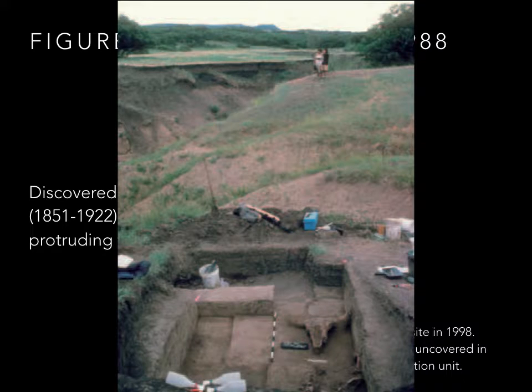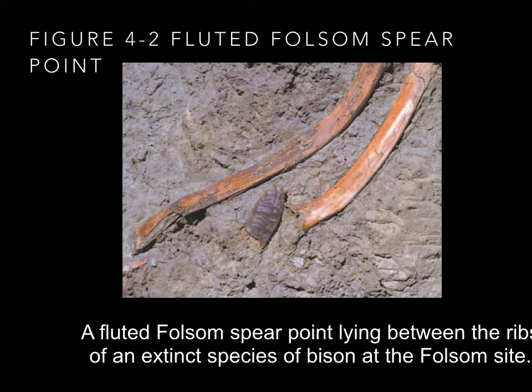And this is what they were finding. So they began finding extinct bison along with human-made artifacts. I haven't got a close-up of this, but this is a stone point. The caption says, a fluted Folsom spear point lying between the ribs of an extinct species of bison at the Folsom Site.